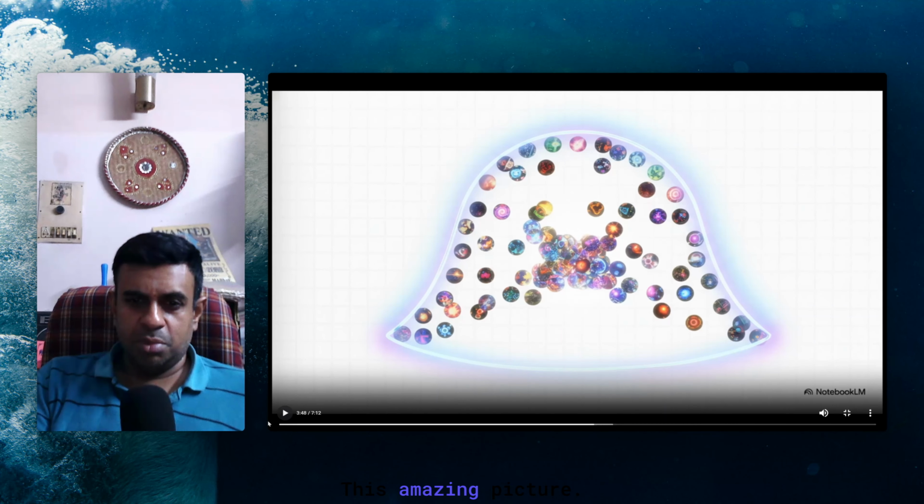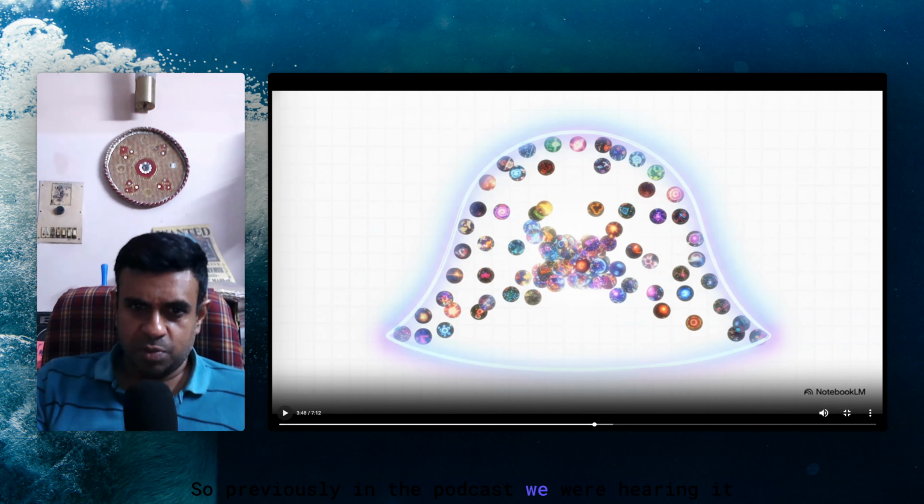And it's an amazing picture. So previously in the podcast, we were hearing it, right? It tries to make it a bell curve and keep these points diverse. And here's an amazing visualization to illustrate that, and you can see how nicely it's illustrated. In the middle, you have more. That's what a bell curve is supposed to have. And as you go to the tails, the number of representations reduces. At the same time, the visualization also shows how diverse these things are. Quite an impressive visualization here.